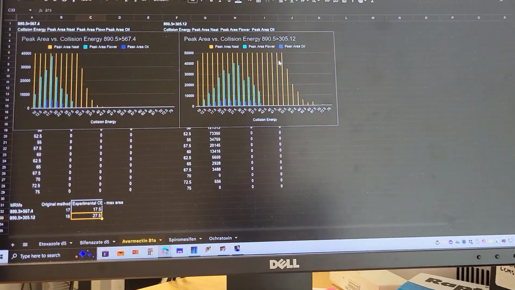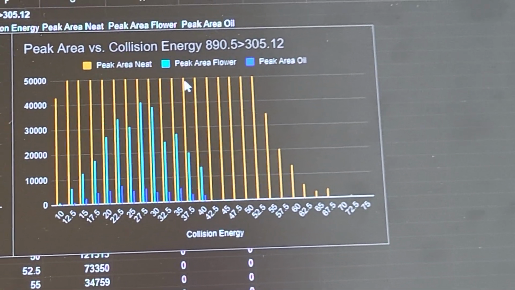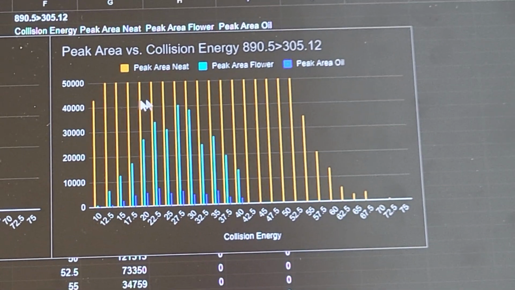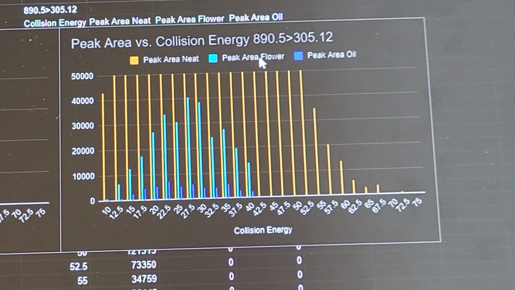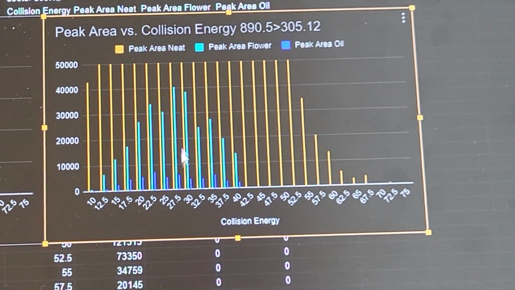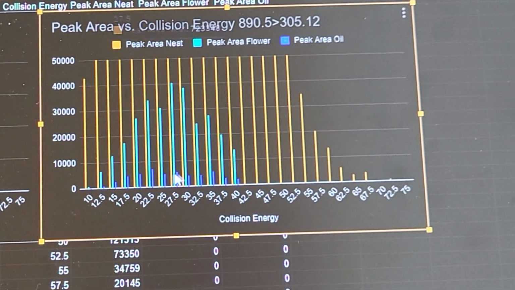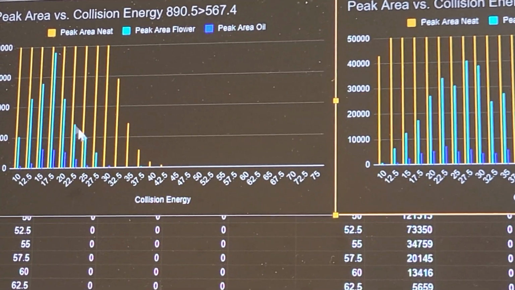And then the other thing that I did is I tested the collision energies in different matrices. I did the collision energy test neat without any matrix, and then I also did it with cannabis flower and cannabis oil. You can see how suppressive, in terms of the intensity of the area, oil is for this analyte.